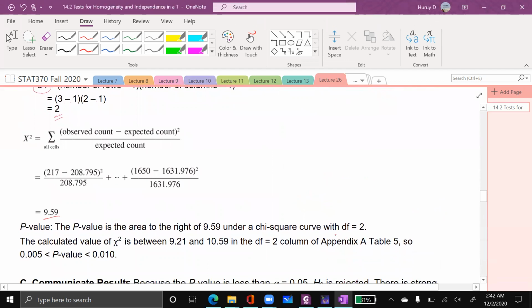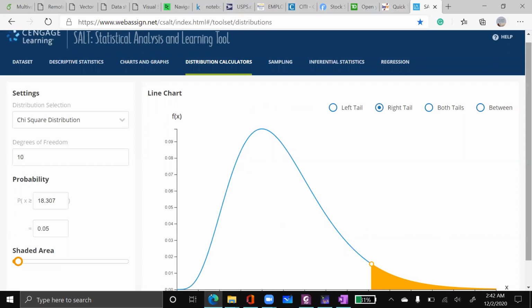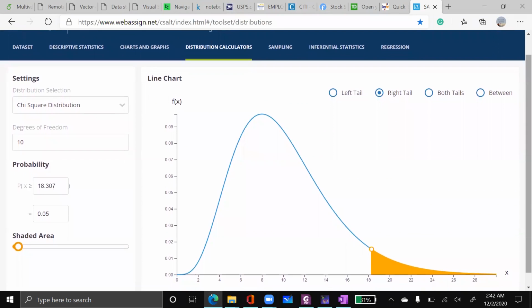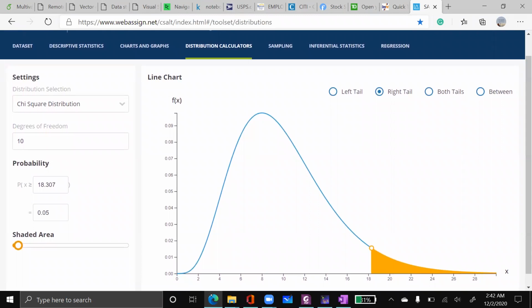So we have the table in the book. You can access the book through WebAssign. So with WebAssign, of course, you have access to the book. So you have the chi-square table in Appendix A, Table 5, or you can use technology as we did last time. And here we have the chi-square distribution.